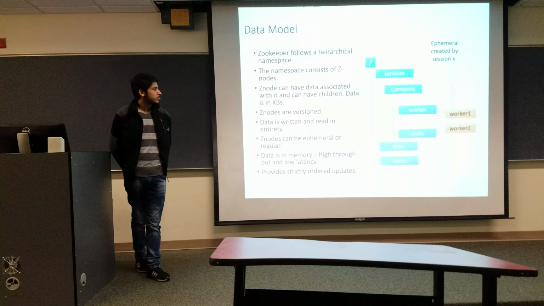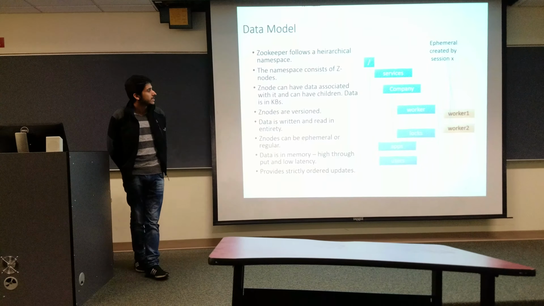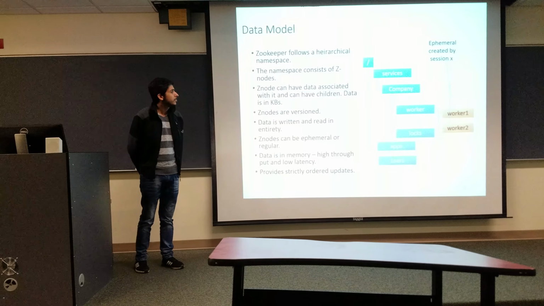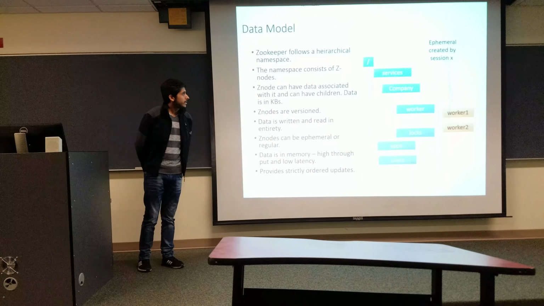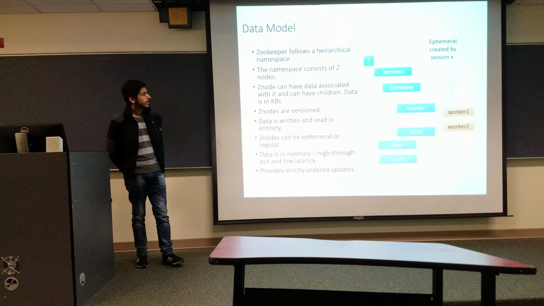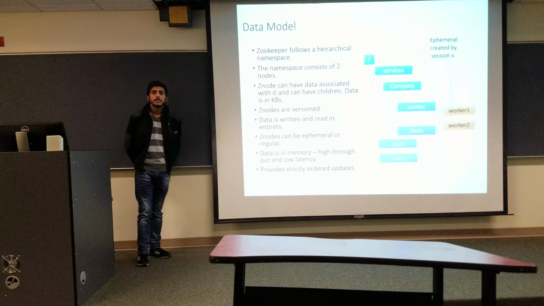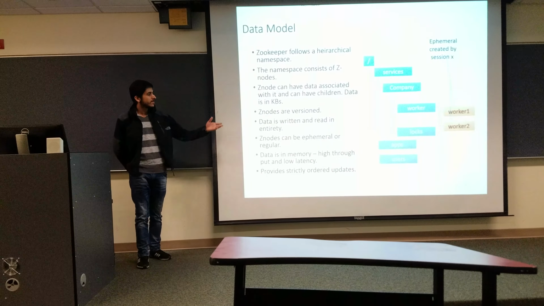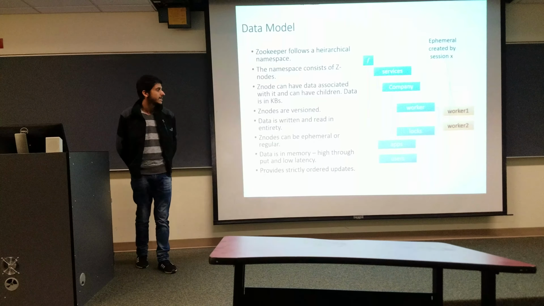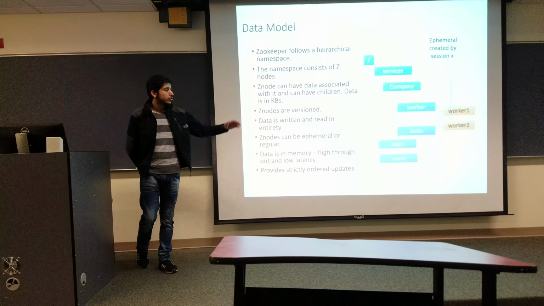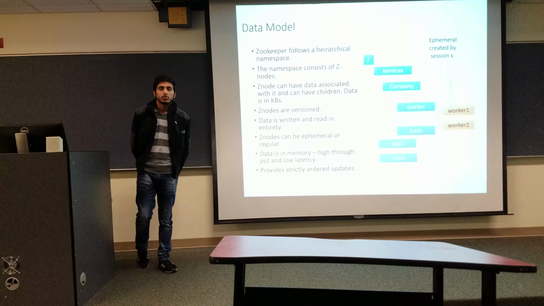Worker 1 and worker 2, which are the child nodes of worker, are called ephemeral Znodes. The term ephemeral is used here because whenever the process that creates worker 1 and worker 2 dies, those Znodes are automatically deleted. So they are ephemeral.